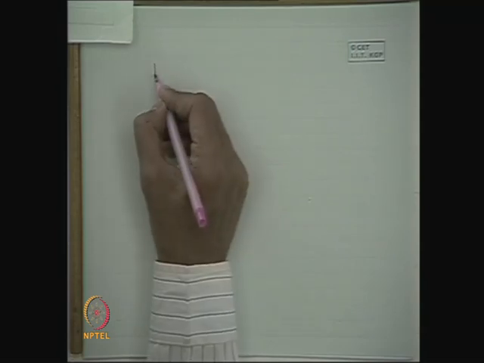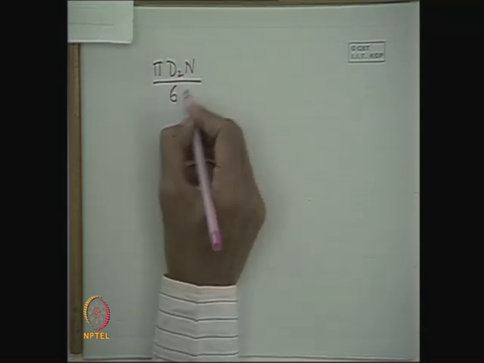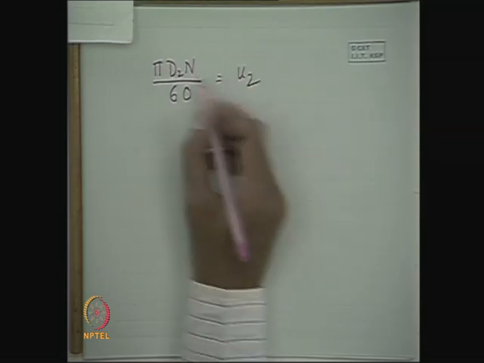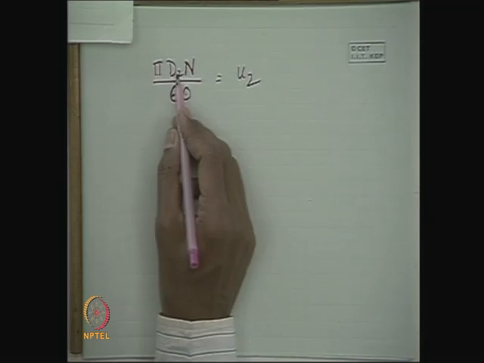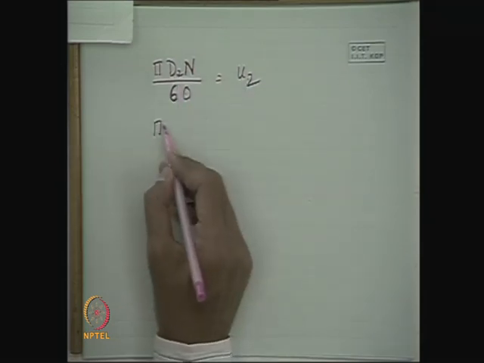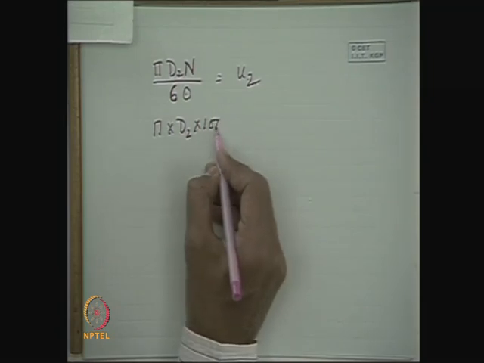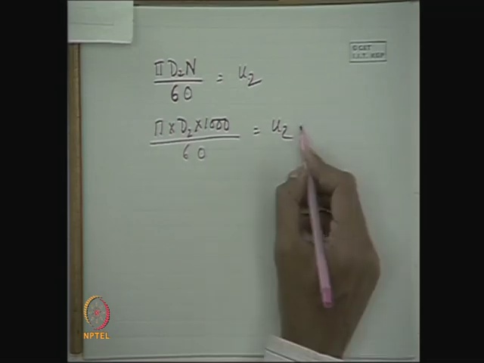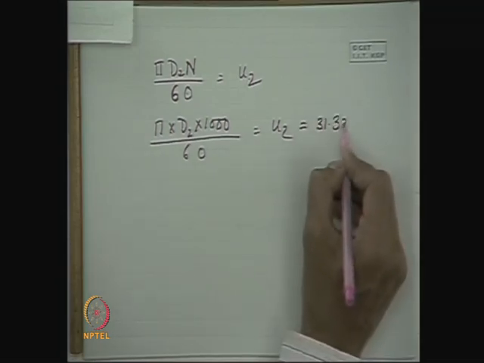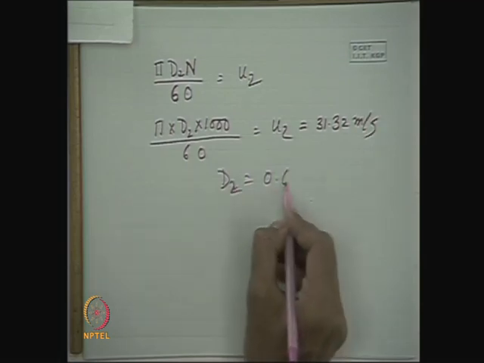Now, if we use this, then we can find out the diameter. We know the relationship between rotational speed and linear speed: where N is expressed in revolutions per minute, N by 60 per second, pi D2, so this becomes U2. Here, if you use pi into D2 into N, where N in rpm is given as 1000 in the problem, and U2 is equal to 31.32 meter per second, the rest is simple, which gives D2 as 0.6 meter.